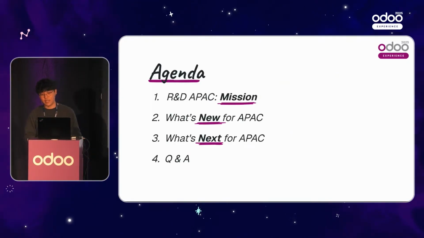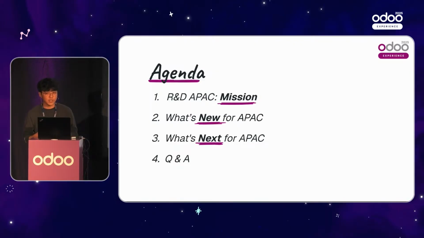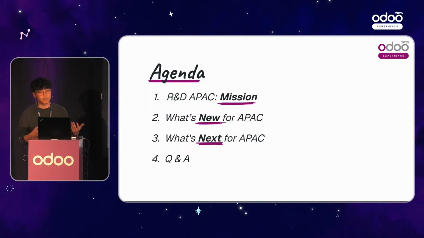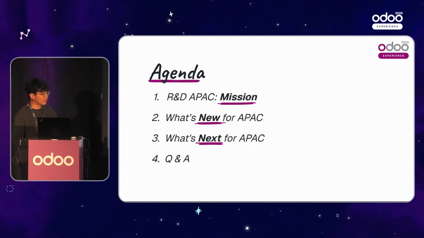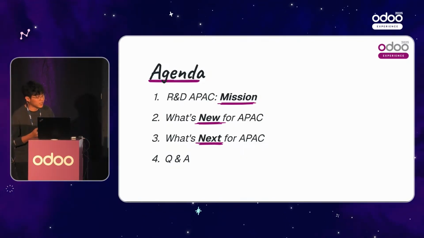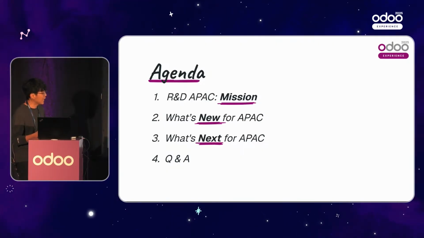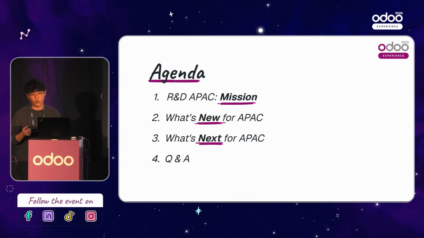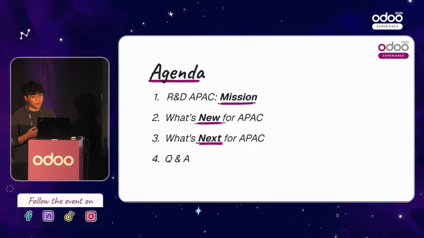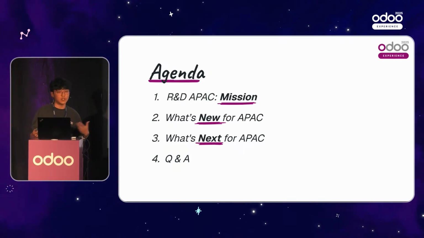So for today's presentation, I'll start with the mission for the R&D APAC team. Who is it that is behind all the localization that we are doing for the APAC region? And then we'll come to the most important part of the presentation today, which is what is new for the APAC region since the last release, which was Odoo 18, and what is coming for the APAC region now that Odoo 19 has been released today. And then we'll sum up the session with a Q&A at the end based on all the questions that are left in the Q&A pad.